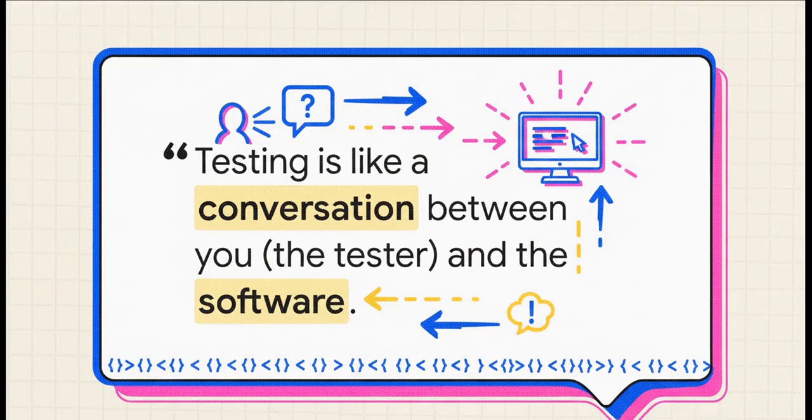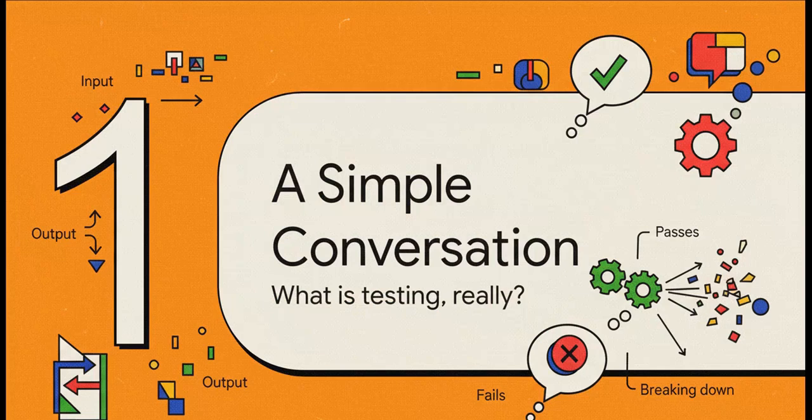Think of it just like this. You, the tester, you start a dialogue. You give the software a command, and then you just observe its response. This basic back and forth is the foundation for almost every single kind of software test out there. So in this conversation, it's pretty straightforward. If the software gives you the answer you were expecting, boom, the test passes. But if it gives you the wrong answer, or maybe it just completely breaks down, well, the test fails. And just like that, you found a bug. See? It's really that simple.